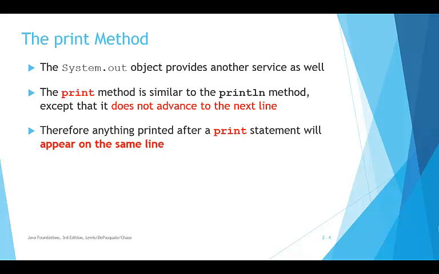The print method works differently from the println method in that it does not advance you to the next line. So when you want to print multiple things on the same line, you use a series of print methods. Let's take a look at a programming example from your textbook.